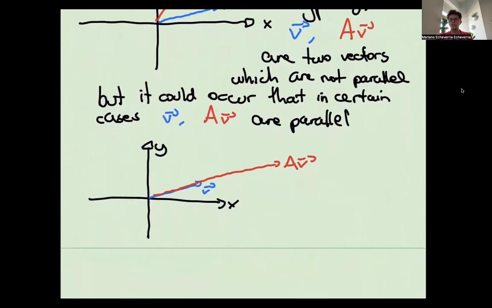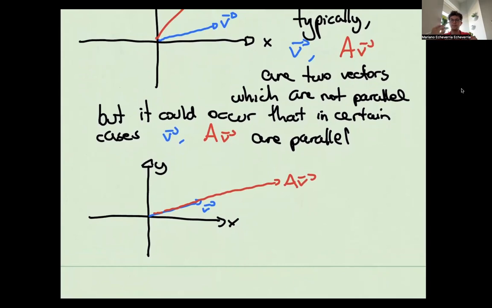If that occurs, that the vector V and A times V are parallel, you say that V is an eigenvector for the matrix A. So if this happens, what does it mean? In this case, AV is a multiple of V.